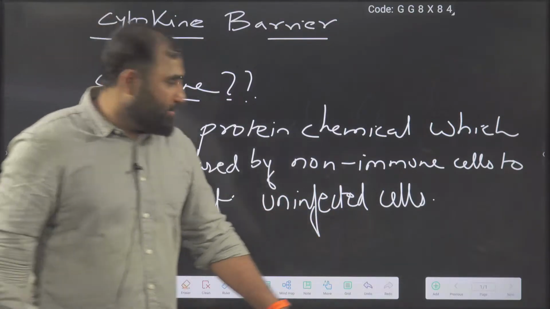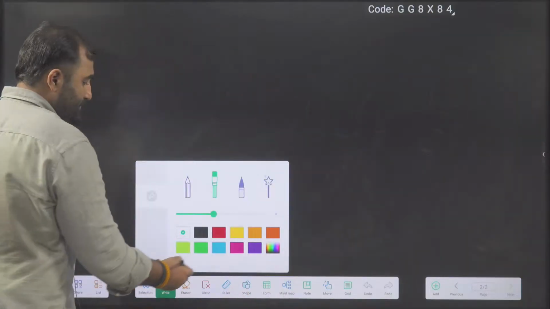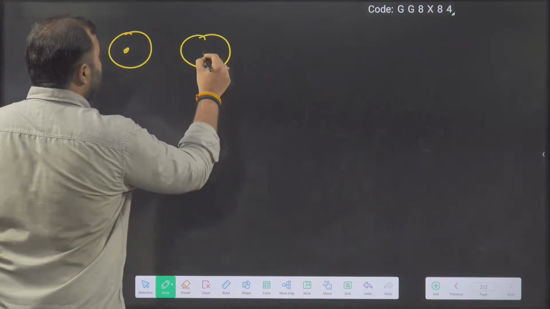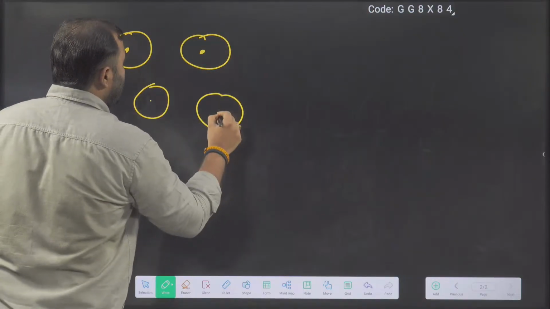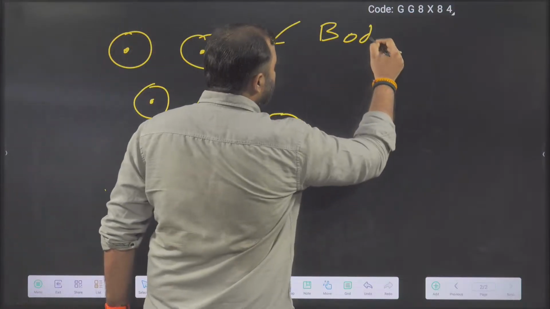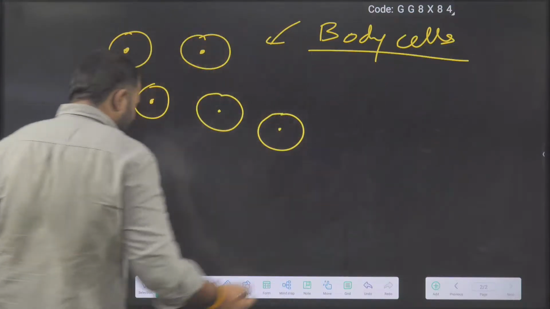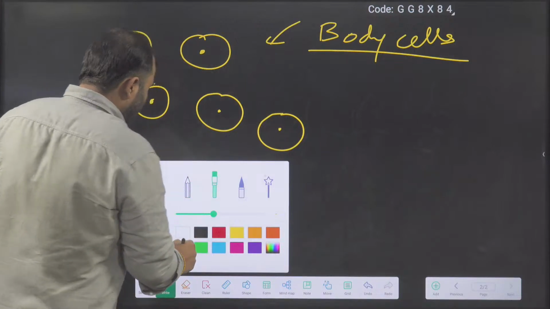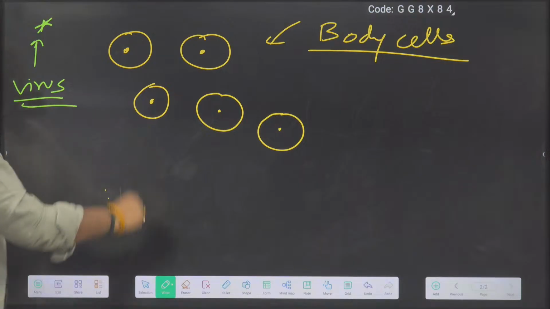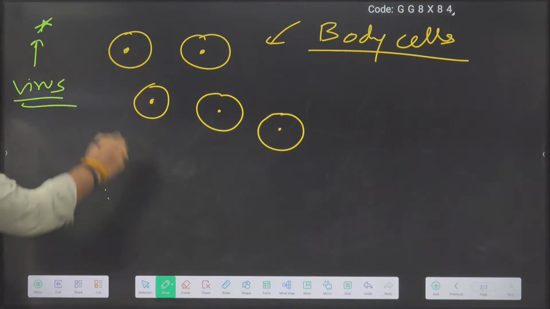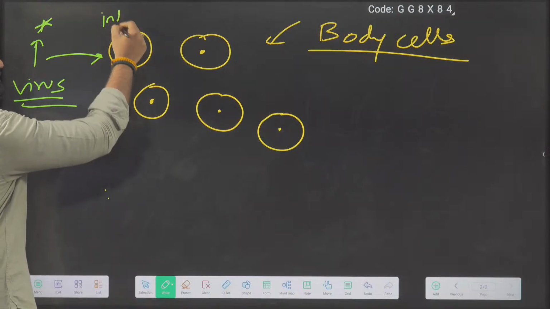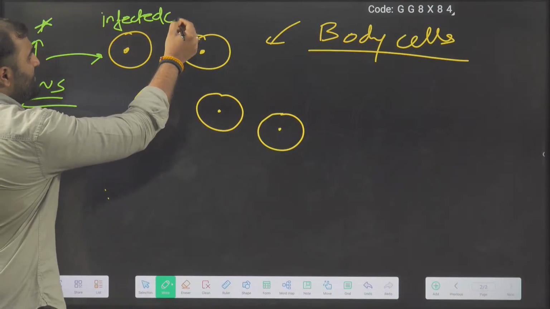Okay, now let's see one by one what is happening. So let's say here are your body cells. Okay, let's say these are our body cells. They are attacked by some virus. This is a virus. Now this virus is attacking these cells. This cell becomes infected.